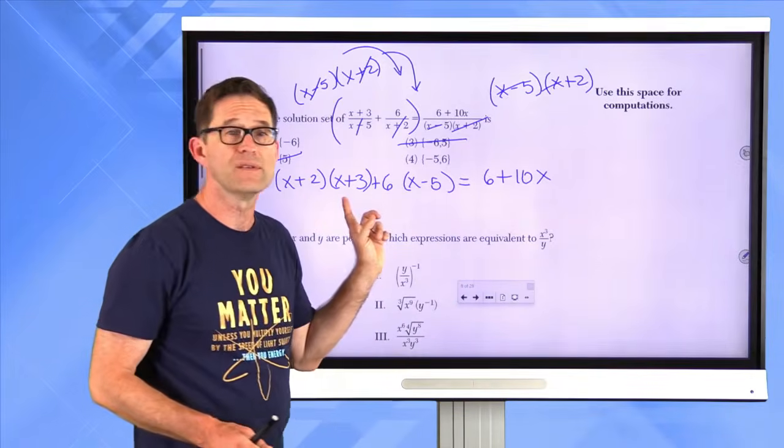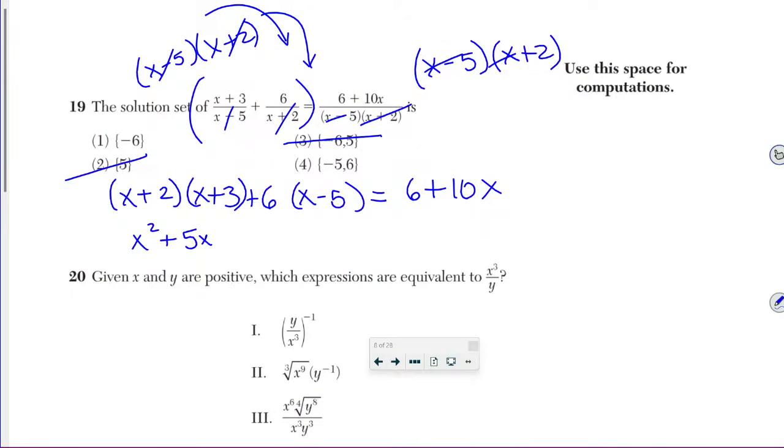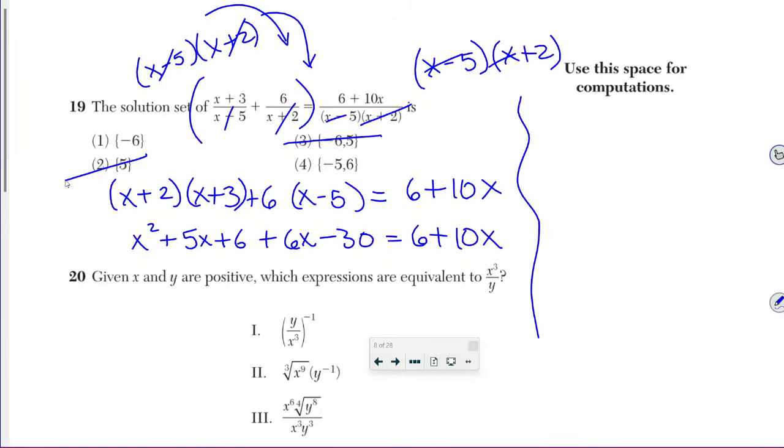I've got to multiply these two things out. That's going to be x squared plus 5x plus 6. Got to multiply all this out. That's going to be 6x minus 30. Man, that red pen is really loving it tonight. This thing, nothing I can do with it. Let me gather up like terms on this side of the equation. That's going to be x squared plus 11x, and 6 minus 30 is minus 24. This side of the equation, I have 6 plus 10x.